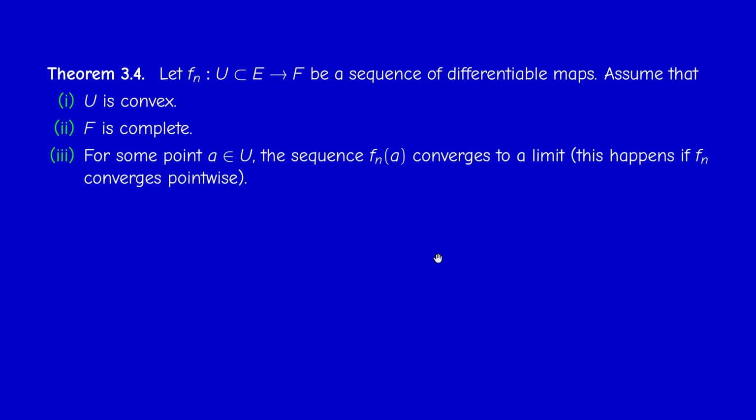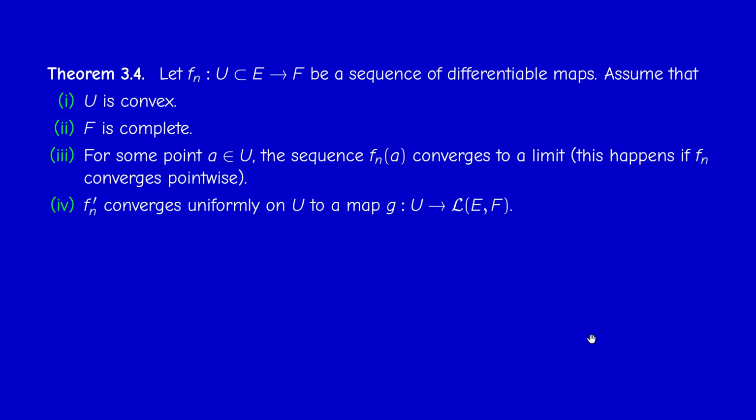Okay, third assumption, the sequence converges at some point. So there exists some point A in the domain such that Fn of that point converges to some limit. In particular, this happens if the sequence converges pointwise, so at every point. This is what we usually have actually. And the last and most important condition is that the sequence of derivatives converges uniformly to some map.